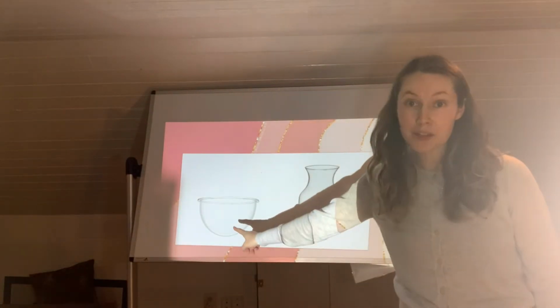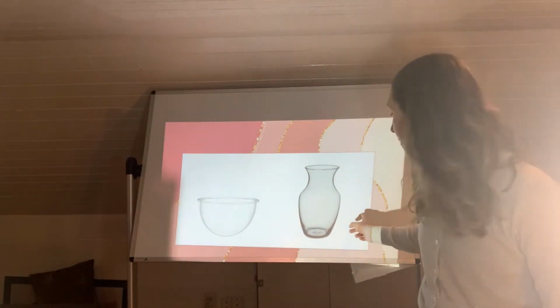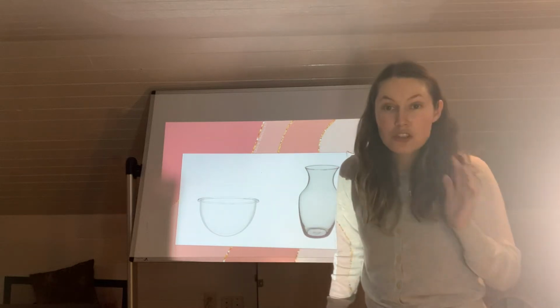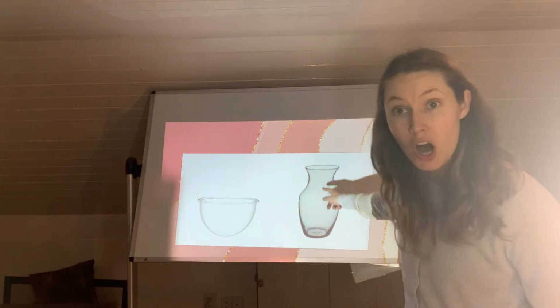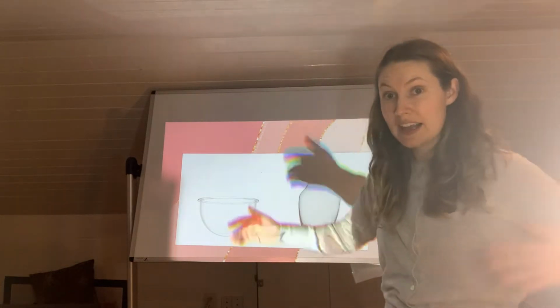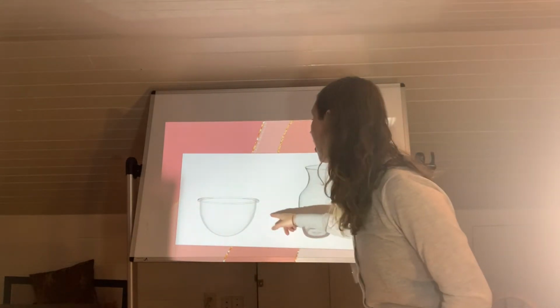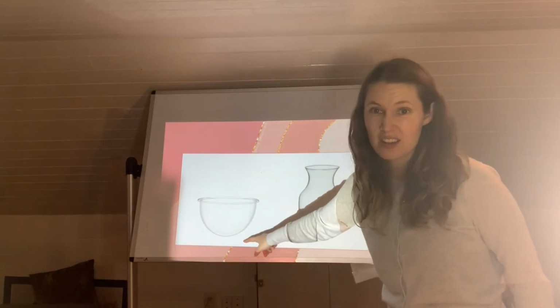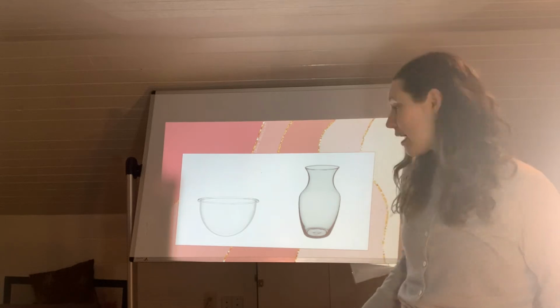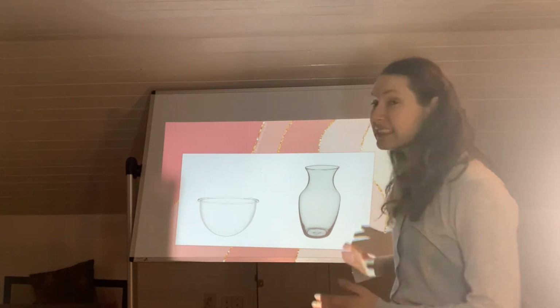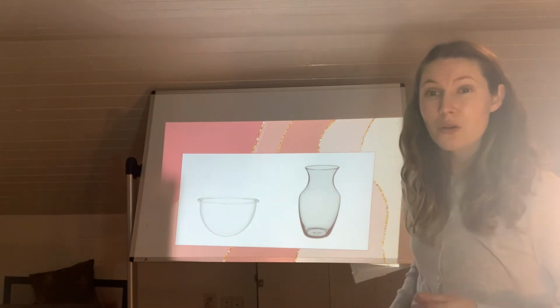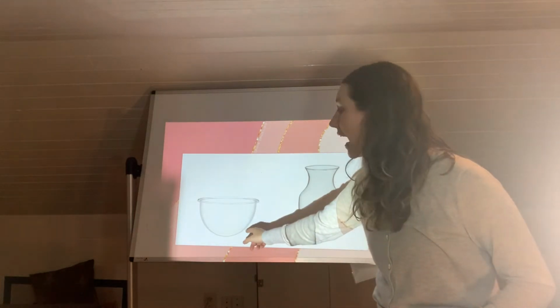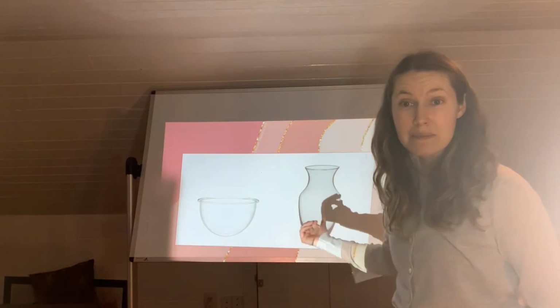So here I have another bowl, and this time I have a big tall vase. So what do we notice right away? I notice that my vase is taller, but my bowl is wider. My bowl is longer on the sides, it's not as tall. I also see that my vase is skinnier. It's not quite as wide. So I think that my bowl is going to have a bigger capacity than my vase.